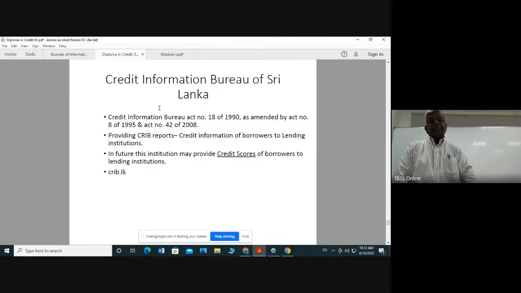Right, now the Credit Information Bureau of Sri Lanka. The Credit Information Bureau Act number 18 of 1990, as amended by Act number 8 of 1995 and Act number 42 of 2008. CRIB, providing credit information of borrowers to lending institutions. Their major function was providing the CRIB report. In other countries, there are CRAs, credit reporting agencies. Here the Credit Information Bureau provides the credit information report to the lending institutions.